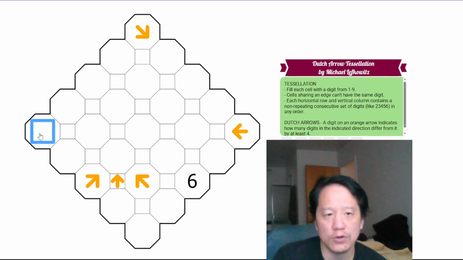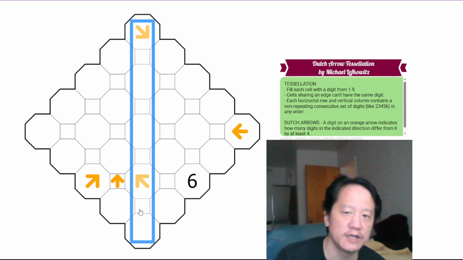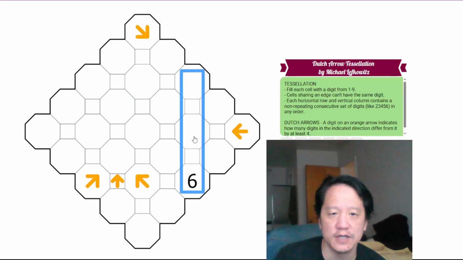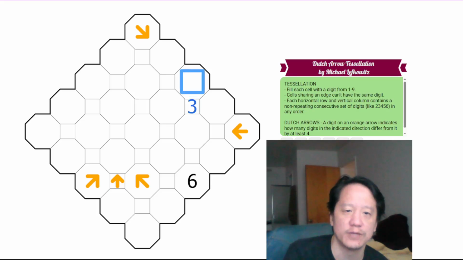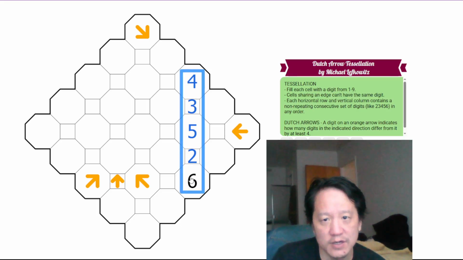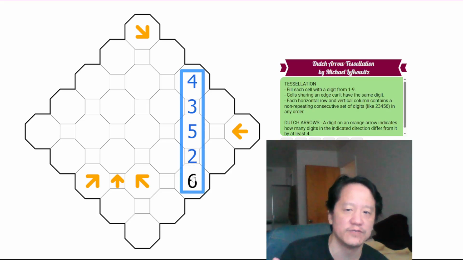Each horizontal row and vertical column contains non-repeating consecutive sets of digits, like 2, 3, 4, 5, 6 in any order. So this, for example, could be something like 3, 4, 5, 2, and 6, and this would be valid because it's a non-repeating set of consecutive digits.